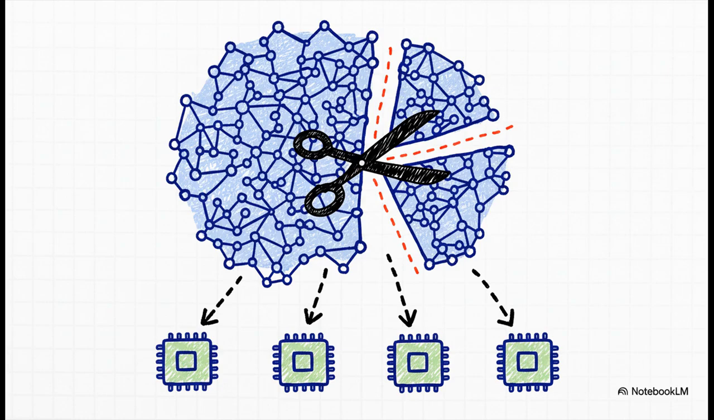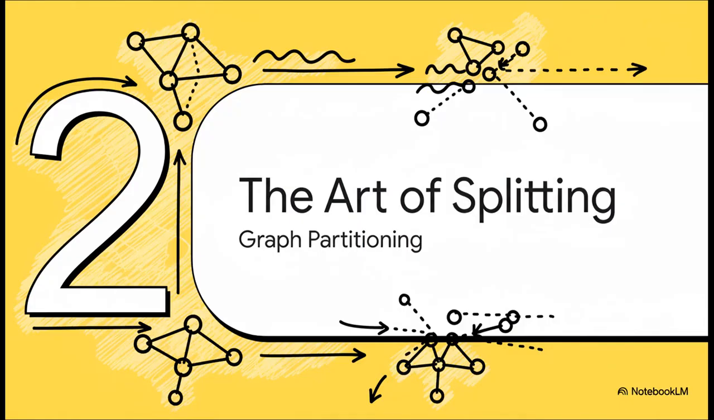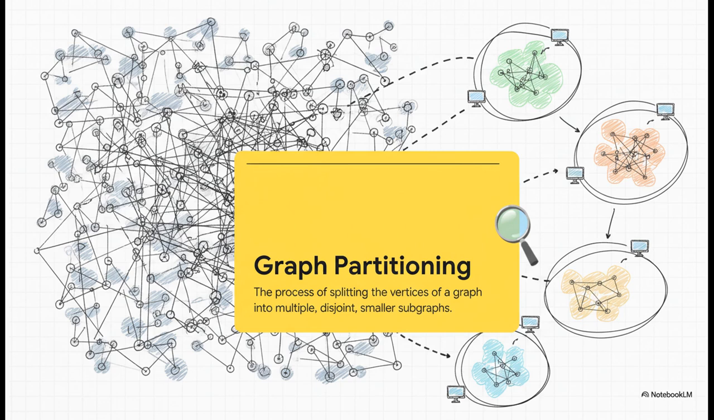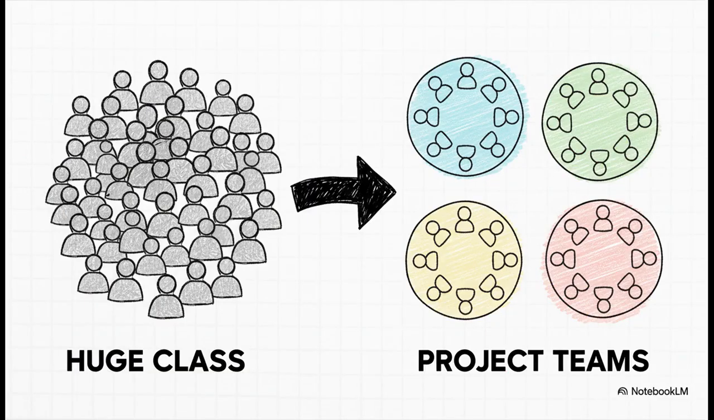But here's the real challenge. How do you slice it up in a way that's actually helpful? And that brings us right to the heart of what we're talking about today, the art and science of splitting these massive data graphs. The fancy term for this is graph partitioning, but really all it means is taking all the individual dots in our giant graph and assigning them to different teams, creating smaller, more bite-sized subgraphs for each computer to work on.